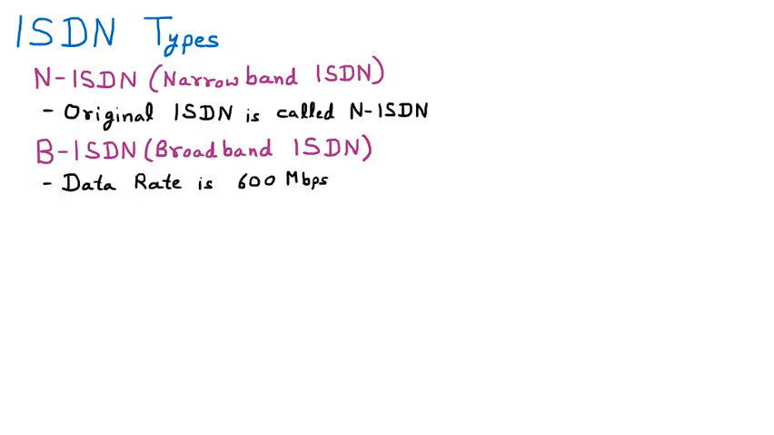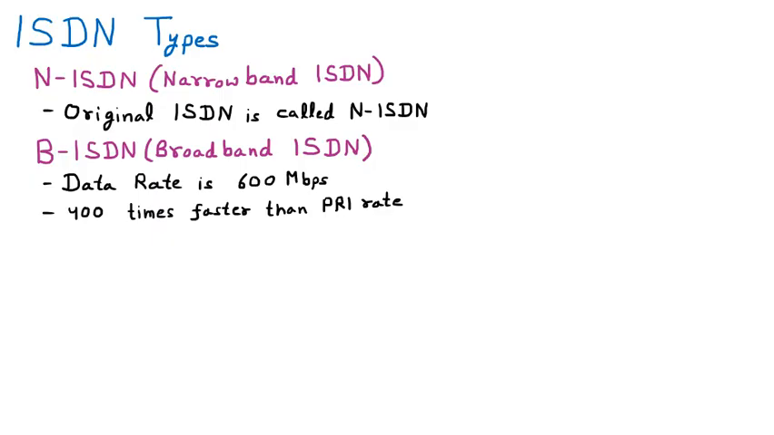We know that BRI and PRI are part of the ISDN interfaces, where BRI is the Basic Rate Interface and PRI is the Primary Rate Interface. Now it is 400 times faster than the Primary Rate Interface. So broadband is very much faster compared to narrowband ISDN.